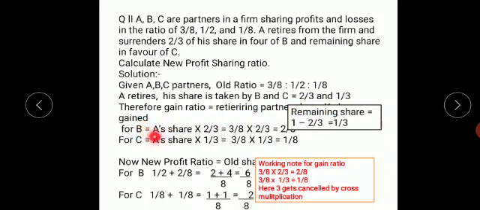So for B, what is A's share into the gain ratio? How much is it? A's share 3 by 8 into 2/3. Here 3 gets cancelled, so it will be 2 by 8. Similarly for C, 1/3 into 3/8. Again 3 is common and gets cancelled, so the balance is 1/8.